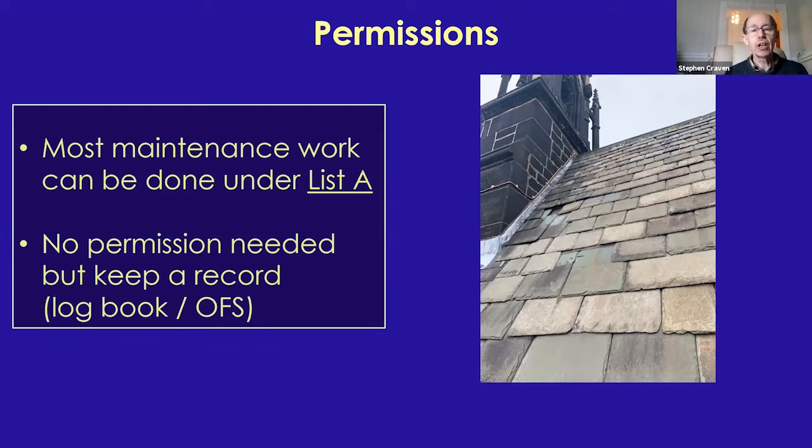So the good news is that a lot of basic maintenance can be done under what we call List A, which is basically you don't need permission. So that's things like fixing a loose slate, repairing a leaking gutter, doing very small amounts of pointing here and there, that kind of thing. And for anything like that, we just suggest that you record it in the church logbook, so you've got a record of what's been done when.